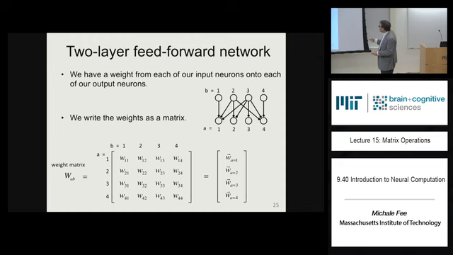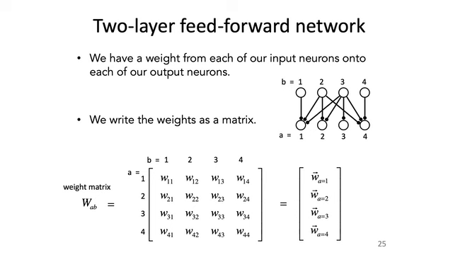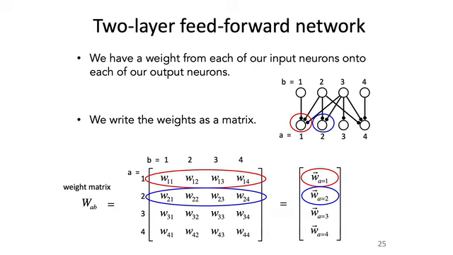We can think of each row of this matrix as being the vector of weights onto one output neuron. That row is a vector of weights onto that output neuron. That row, that output neuron, that row, that output neuron. Does that make sense?